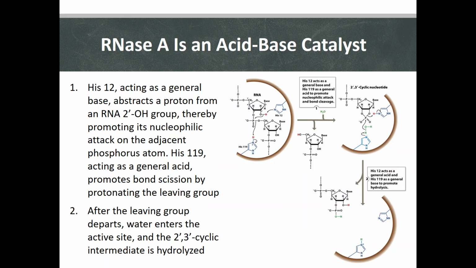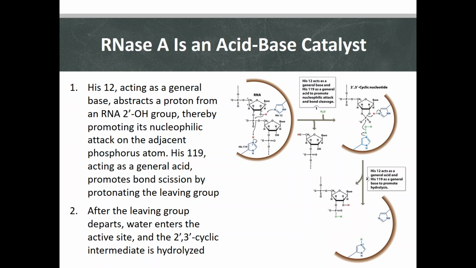Now, what I want to note here is that this is a chemical mechanism that is facilitated entirely by acid-base chemistry. So if you vary the pH, maybe you lower the pH or you raise the pH, RNase A is going to be very sensitive to changes in the pH because you have two histidines both using acid-base chemistry to fulfill their part of catalysis overall.